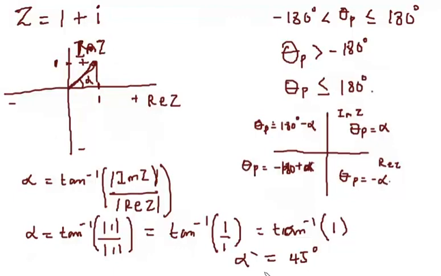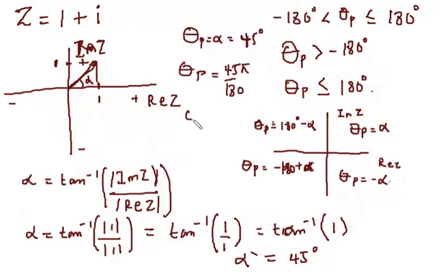So in this case we know that alpha is in the first quadrant, so theta p equals alpha, which is equal to 45 degrees. So that's our principal argument for this complex number. We can also see it in radians: theta p equals 45 divided by 180 times pi. So theta p can also be said to be pi over 4. Okay, so let's take another example for you to understand better.